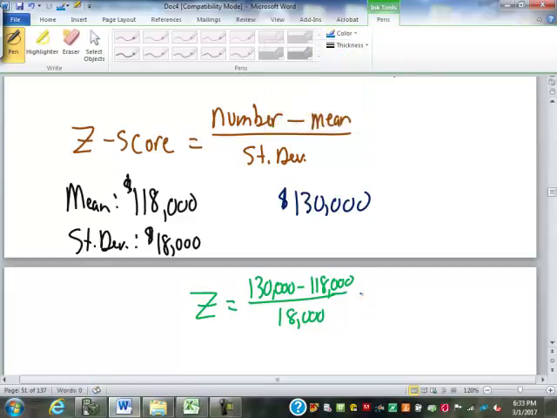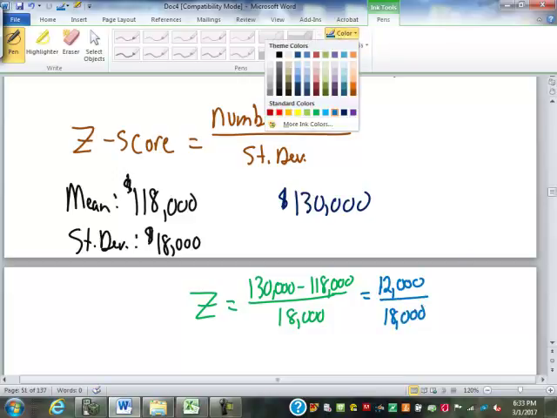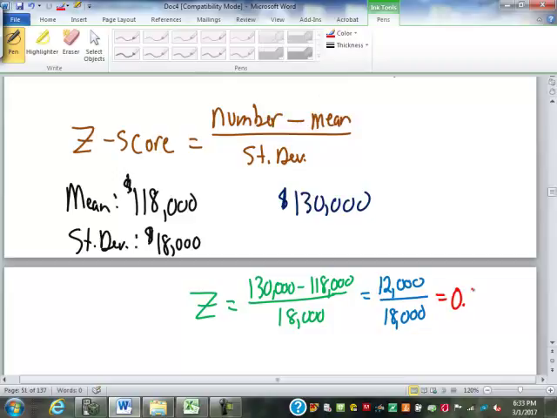So the first thing we do here is we subtract. The 130 minus the 118 is 12,000. Then we divide by that standard deviation of 18,000. 12 divided by 18 is 0.667, or 2/3. So what that is telling us is the 130,000 that's positive here is 2/3 of a standard deviation above the mean. So it's less than one standard deviation above the mean.